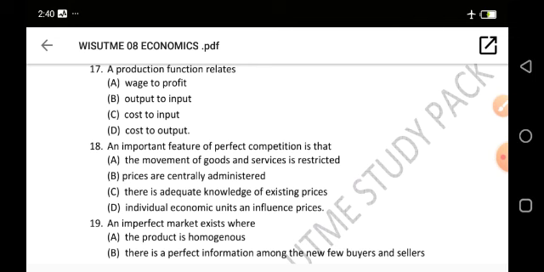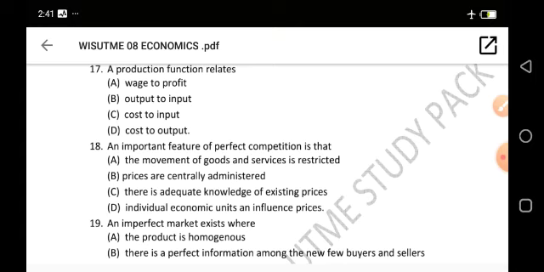No. Under a perfect market, there's mobility of factors of production. Prices are centrally administered? No. Under a perfect market, the consumer has good knowledge of the price. So that can be the answer. C, there's an adequate knowledge of existing price. Yes, because all the players, the consumers, the producers, the sellers, have a good knowledge of the price. So the answer to that question is C.